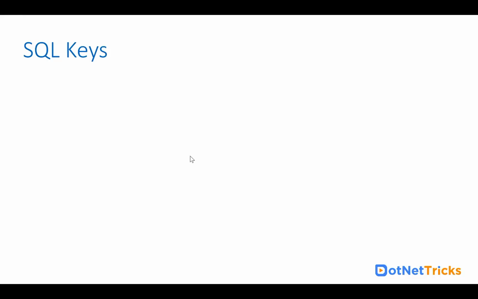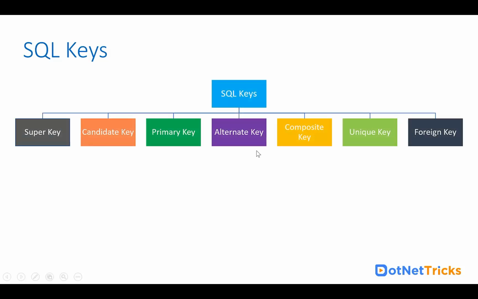SQL keys. Now let's understand what the various SQL keys available at the database table level are. When you talk about SQL keys, these can be categorized as super key, candidate key, primary key, alternate key, composite key, unique key and foreign key. Now let's understand all these keys with the help of examples.